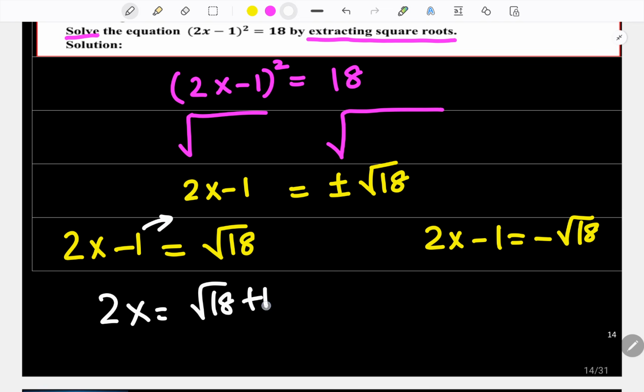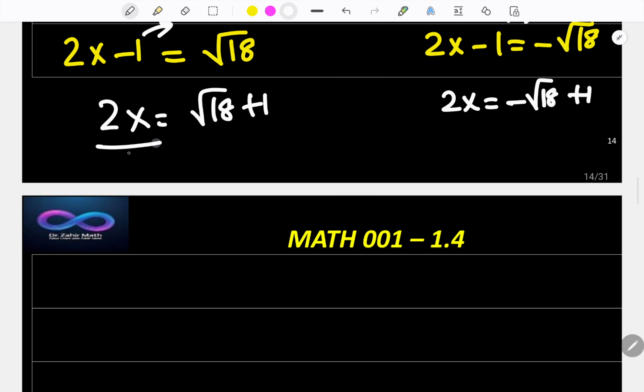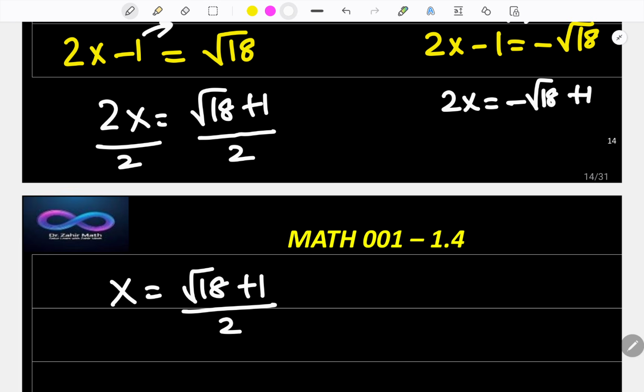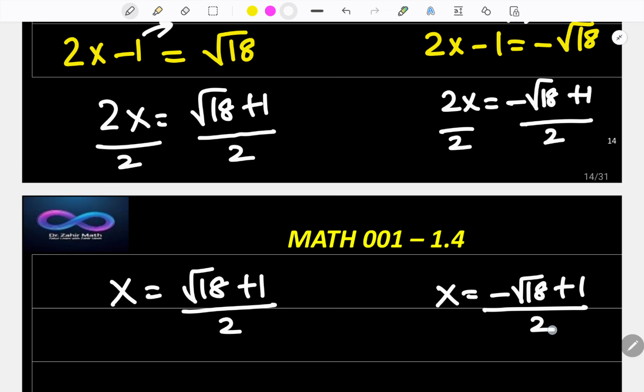Same idea. So 2x equals root 18, and this minus 1 goes to that side as plus 1. 2x equals negative root 18, and again this minus 1 goes to that side as plus 1. Clear everybody? Right. So divide by 2 on both sides. The answer becomes x equals root 18 plus 1, divided by 2. And here also divide by 2, so x equals negative root 18 plus 1, divided by 2.